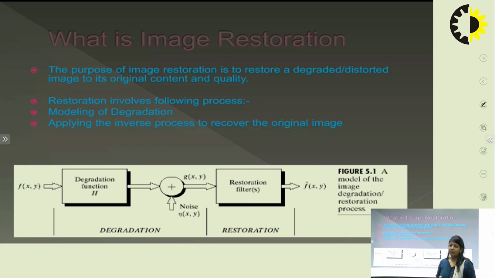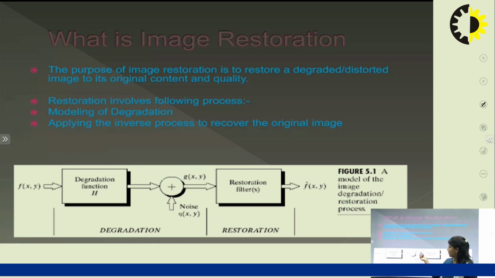So we assume that when we transmit the image from one end to the other end, some environmental or channel noise will get added into the image. So obviously some noise will also get added into this degradation function, and we will get the image called g(x,y). This is the degraded image, and then we apply some kind of restoration filters here, and after applying the filter we can restore the image, that is f dash (x,y), f cap (x,y).